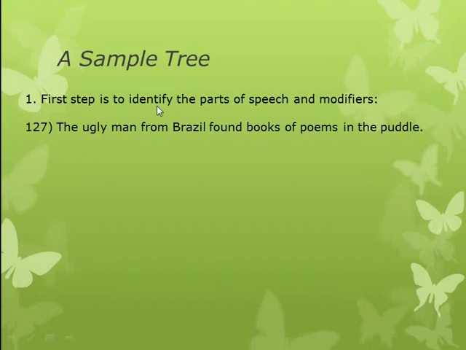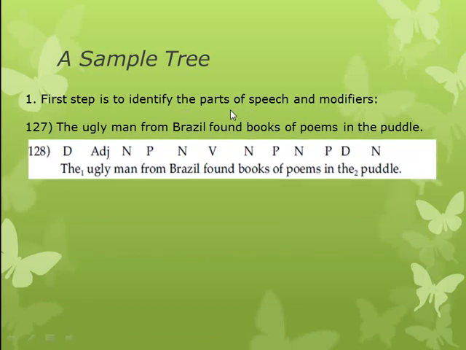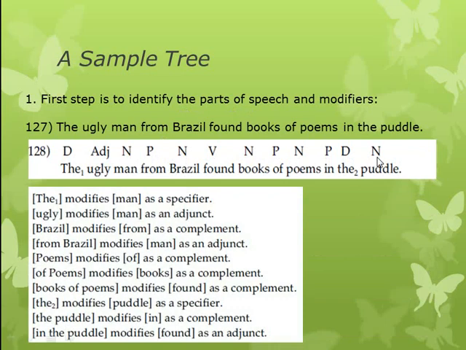Okay, first you have to identify part of speech. Okay, so we have determiner, adjective, noun, preposition, noun, verb, noun, preposition, and then determiner, and then noun. And then we have to see the modifiers. Okay, so part of speech and modifiers. So we have the modifies man as specifier. Ugly modifies man as adjunct.